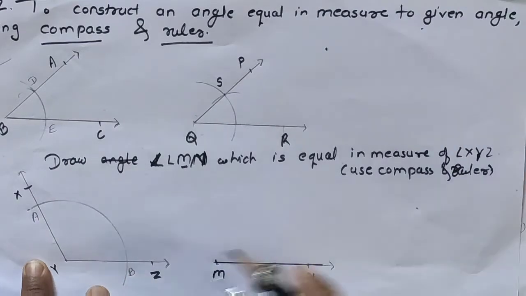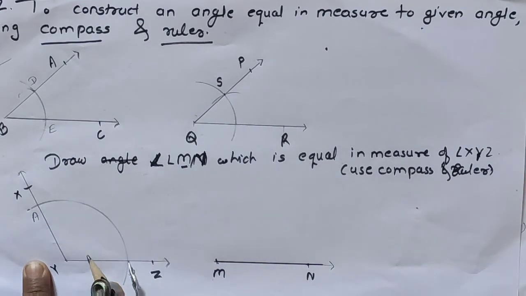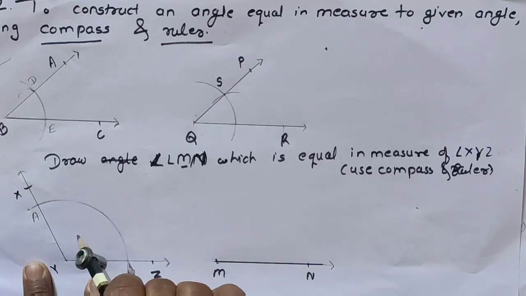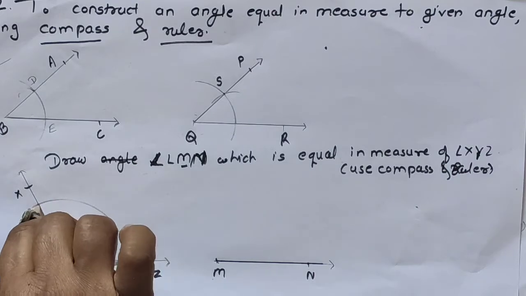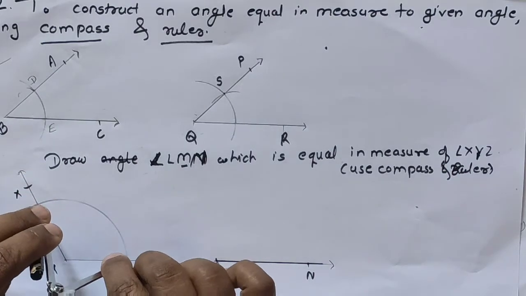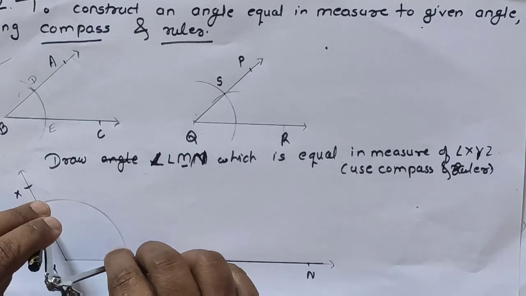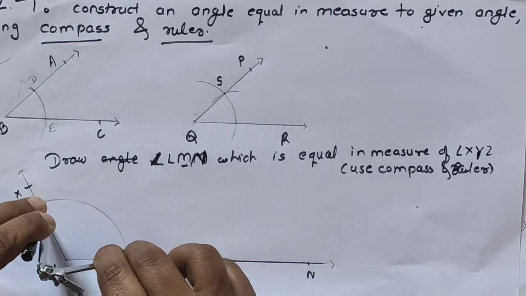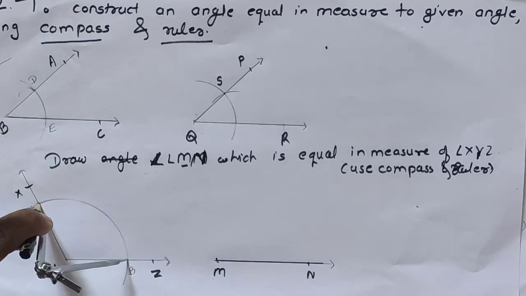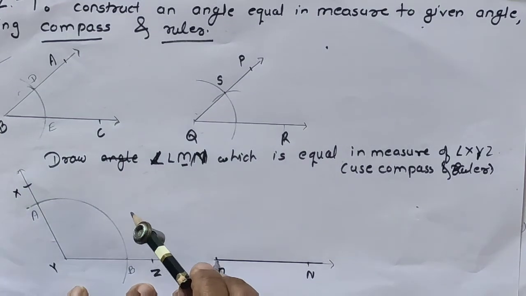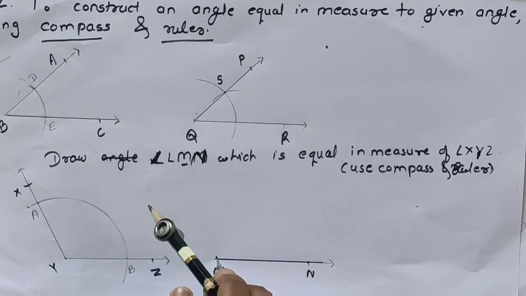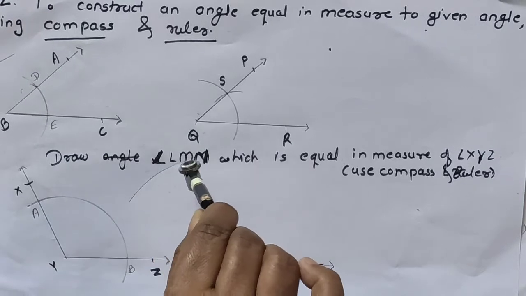Take distance AB in your compass. Put the metal point on B and take a distance till A. Now I took, if you see here, the distance from B to A in my compass. Okay, now put this metal point on M. Don't change the distance now. Okay, it is important. Now draw the arc.